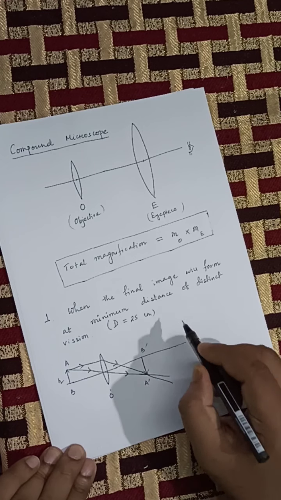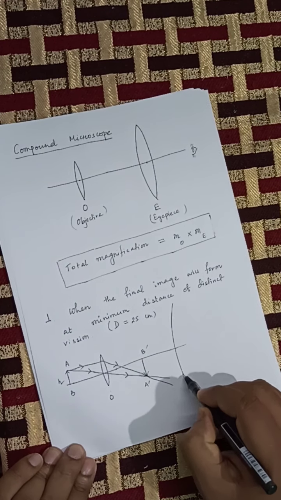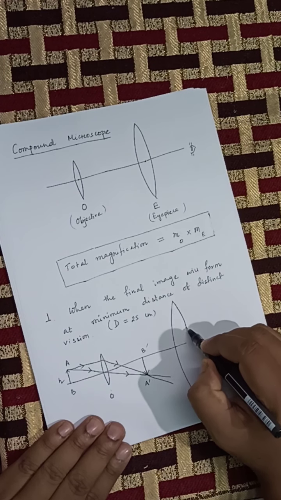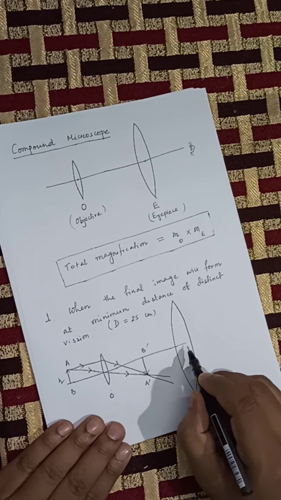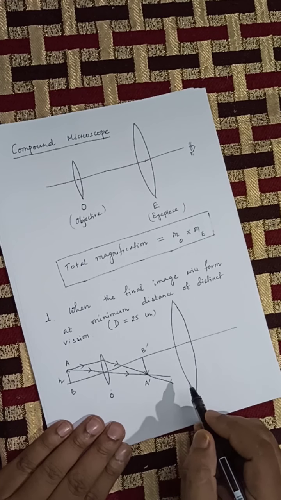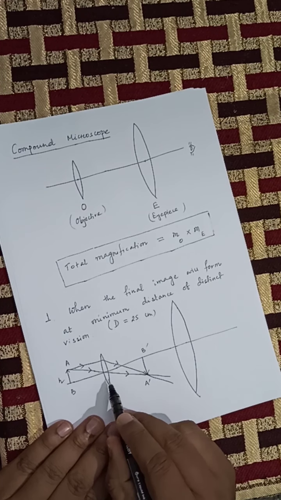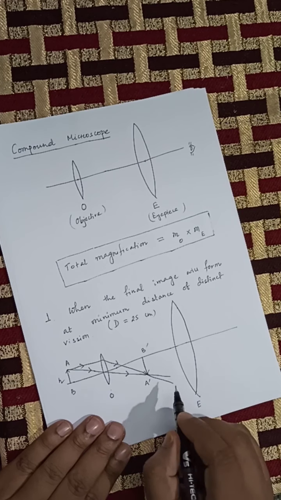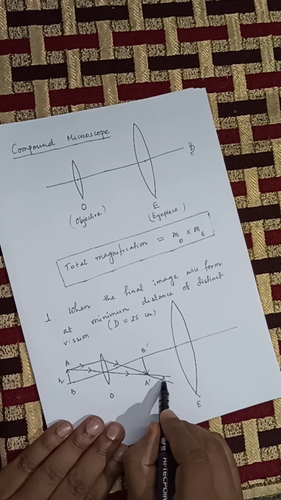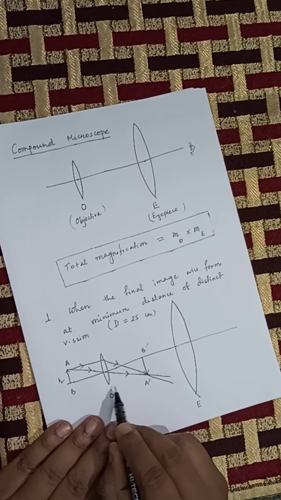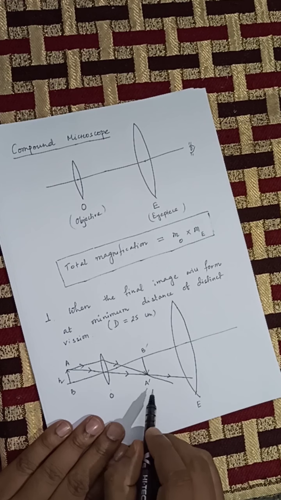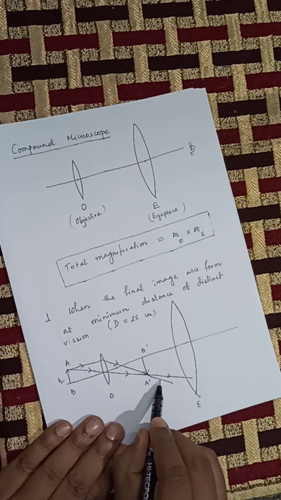Okay, so now here this is the eyepiece lens, which is having larger aperture and also larger focal length, isn't it? Than the objective lens. So this is the eyepiece lens. Okay. Now these two refracted rays, after refraction from the objective lens, will further be incident on the eyepiece, isn't it? Okay.